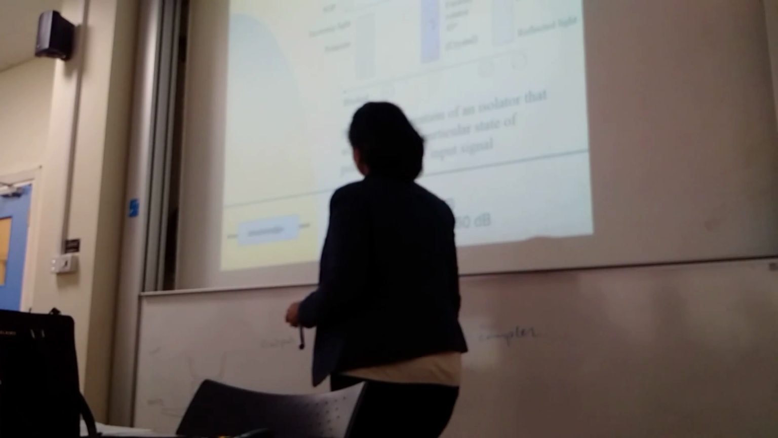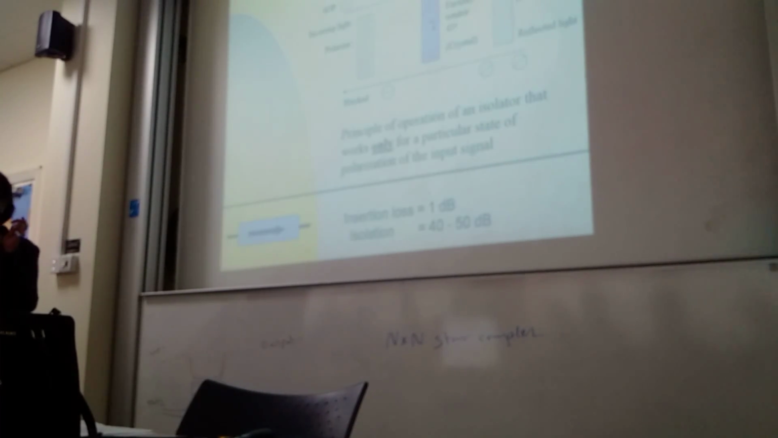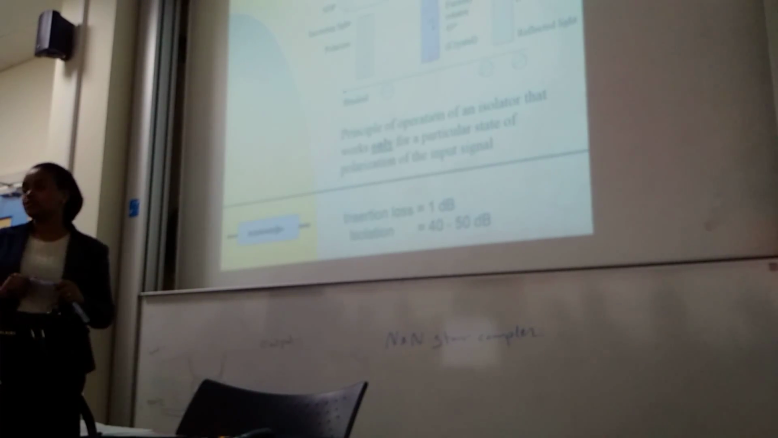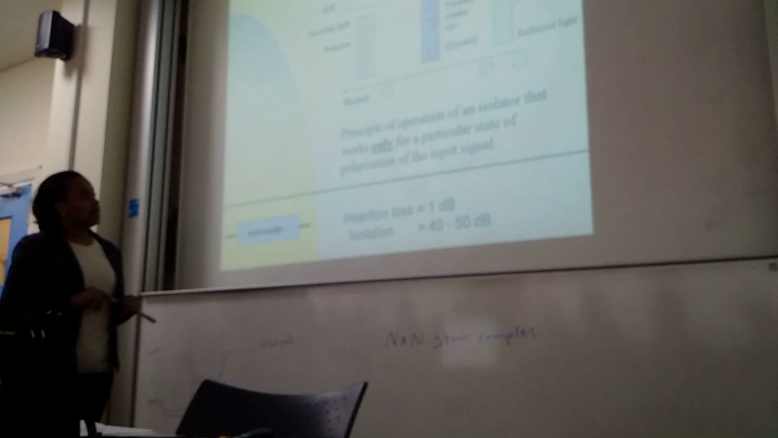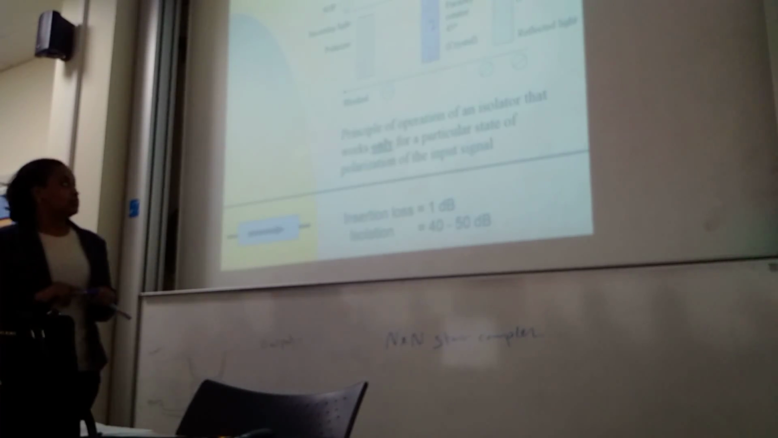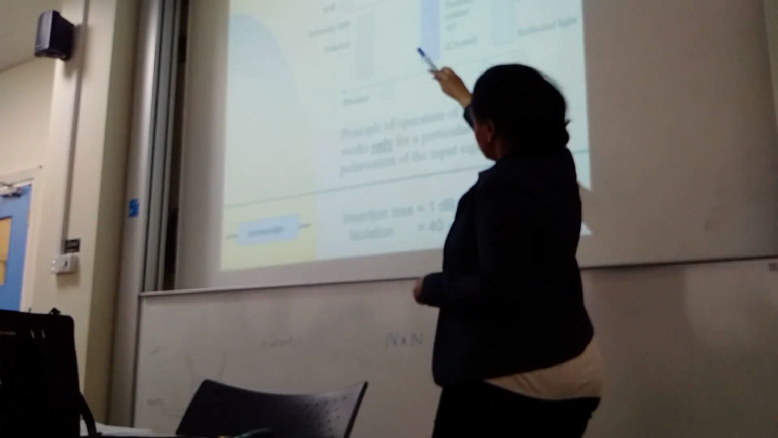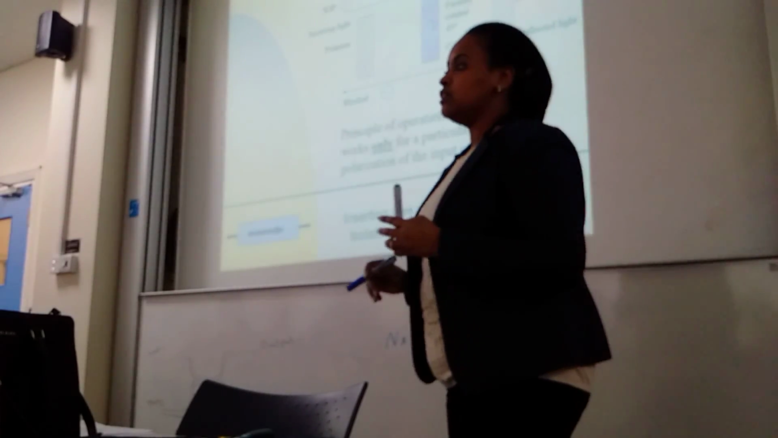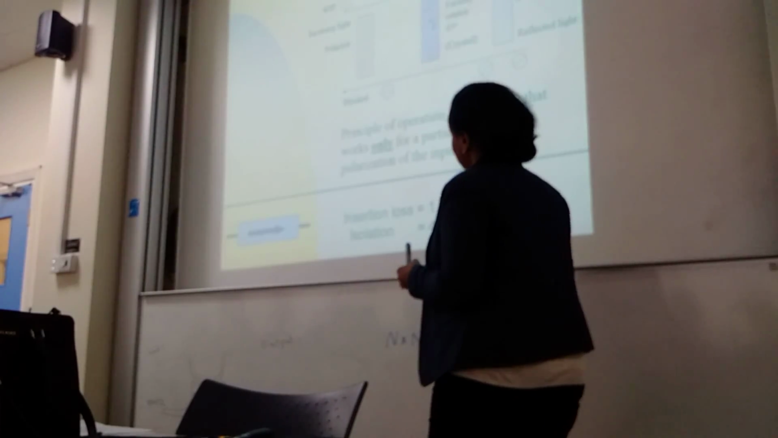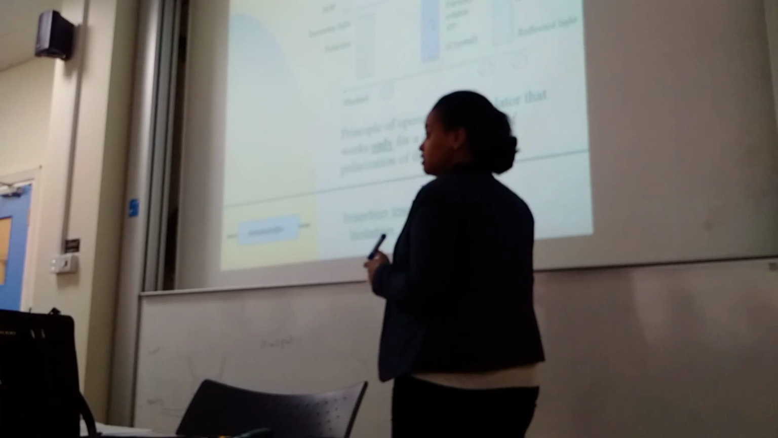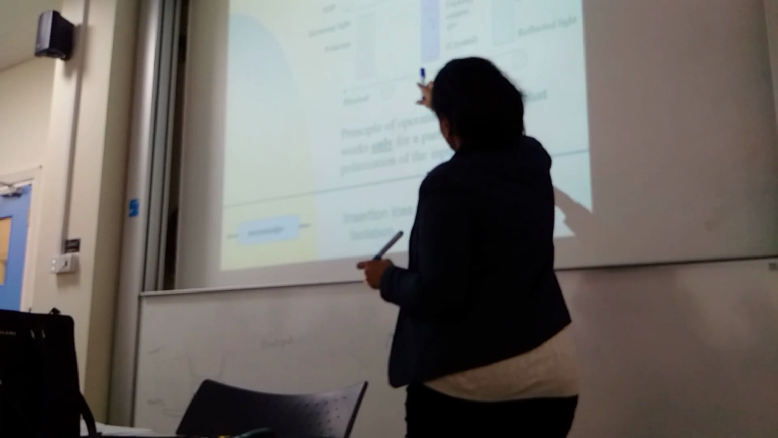A non-reciprocal device is the isolator. The isolator allows the light of the signal to go in one direction, but not the other. So how does it work? We can see here a polarization-dependent isolator. We have our input, which is considered to be at a specific state of polarization, here let's say vertical. It is passed through a polarizer. A polarizer just allows a certain state of polarization, so it will allow the signal to go.